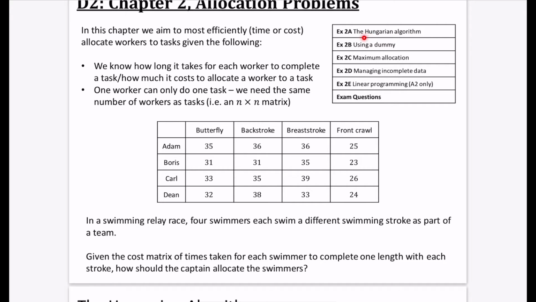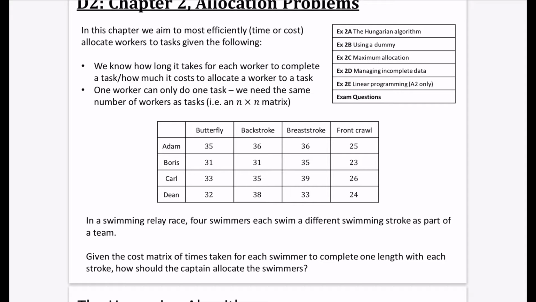To begin with, we'll learn about the Hungarian algorithm, and then basically the rest is just about manipulating and adapting the Hungarian algorithm. We'll talk about using a dummy, maximum allocation rather than this one, which is a minimum allocation, and managing incomplete data, maybe where one particular person here doesn't know how to do the front crawl, which would be a completely mad situation, but you can see how it could come up. And then the last part, which is only for A2, is linear programming. So you'll only need that when you're doing an A2 exam in Decision 2.